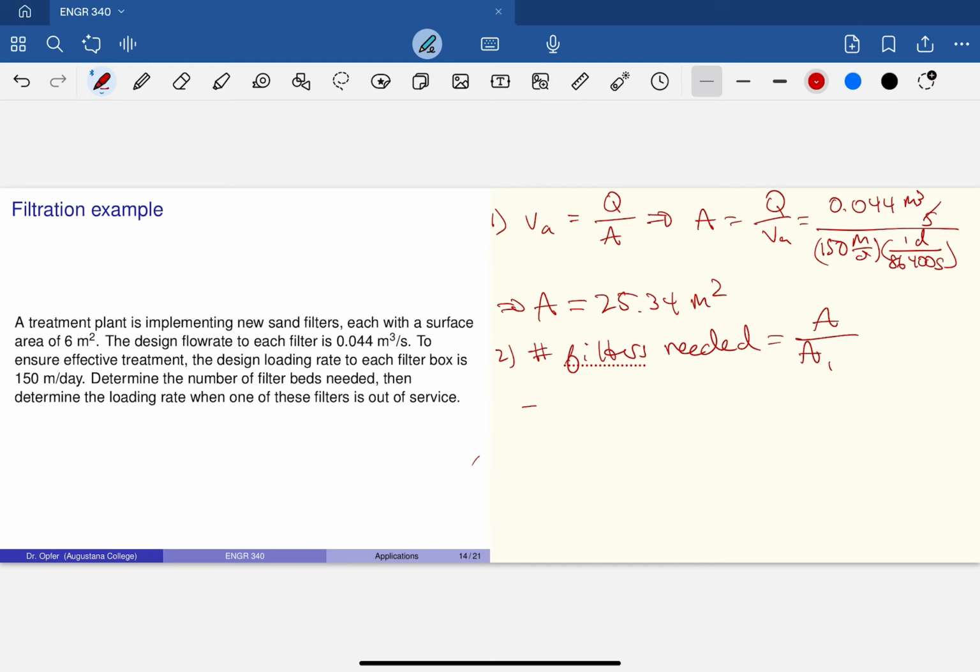So that's equal, oh, my dog is tangled in my microphone and we're good.